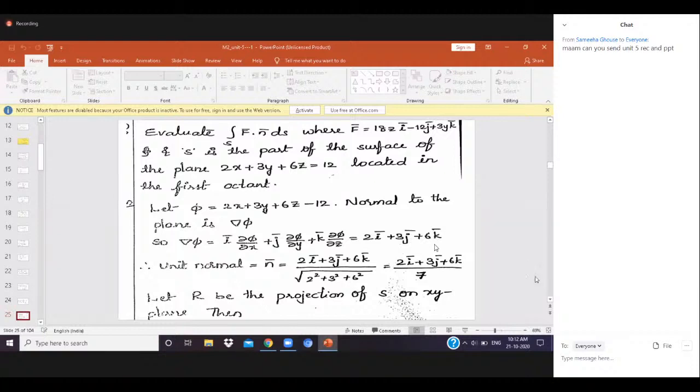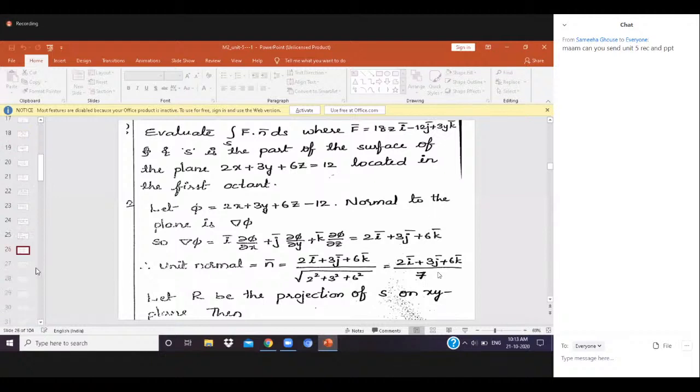And unit normal here we are calculating to this del phi. The formula is e bar by modulus of e bar, so e bar is here del phi, so 2i bar plus 3j bar plus 6k bar by square root of 2 square plus 3 square plus 6 square. It becomes 2i bar plus 3j bar plus 6k bar by 7, that is unit normal. Then this is a projection on xy plane, here we have to calculate.